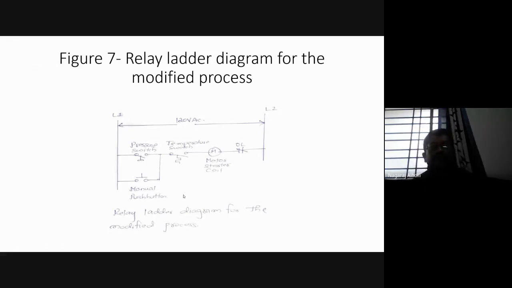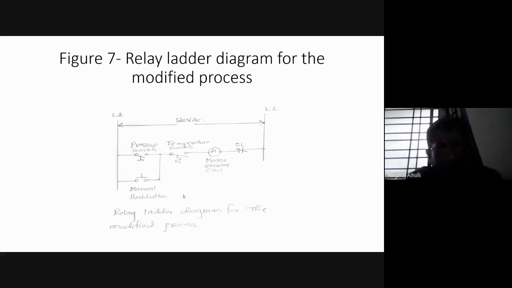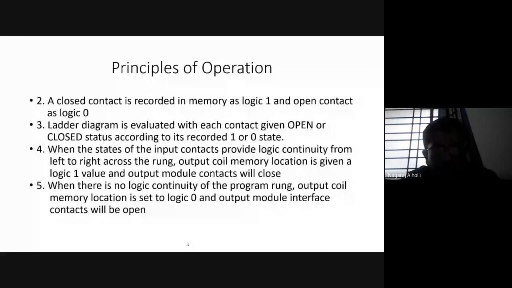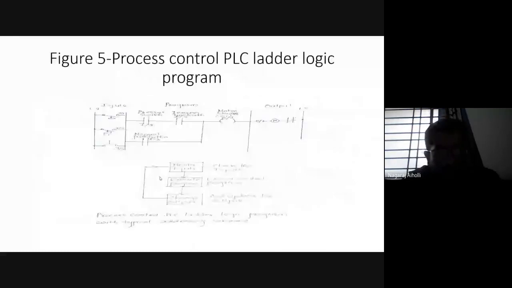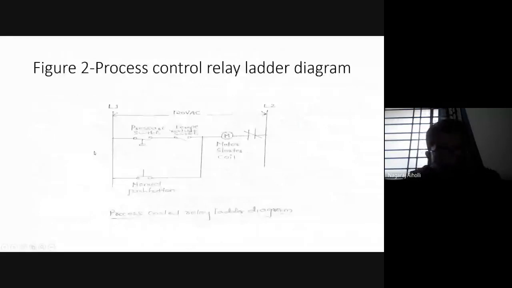What change can you observe? The manual push button is connected between pressure switch and temperature switch. Excellent. In the previous relay ladder diagram, the pressure switch and temperature switch are connected in series, and then in parallel to that, the manual push button is connected.